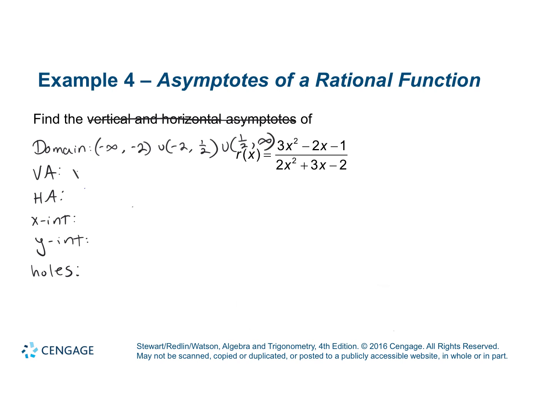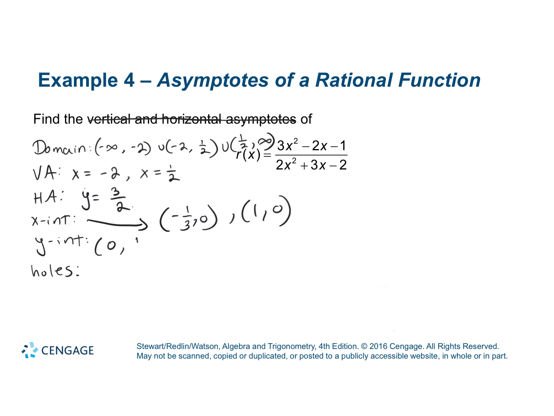So the answer for the vertical asymptote is x is equal to negative 2, and x is equal to a half. The horizontal asymptote is y is equal to 3/2. For the x-intercept, it's negative 1/3, comma 0, and 1, comma 0. The y-intercept is 0, comma a half. So we have no holes in this problem. Again, the work is on the next slide.